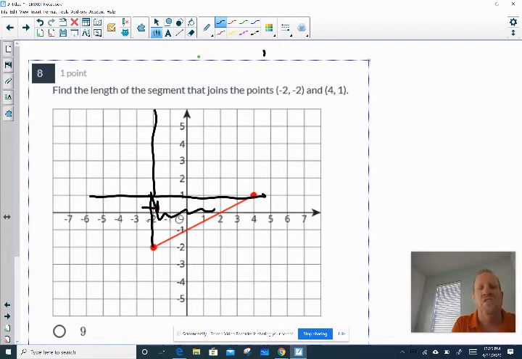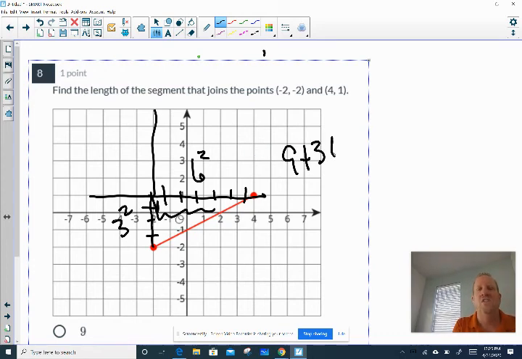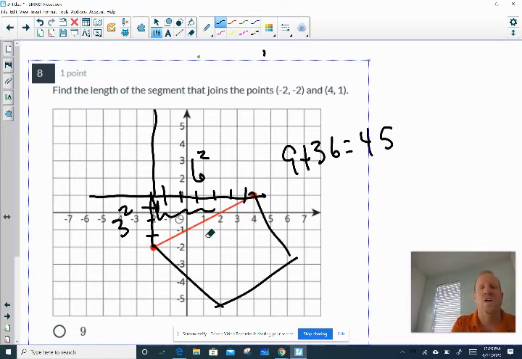So the length of this line is 3. The length of this line is 1, 2, 3, 4, 5, 6. So that would be 6. Now we're going to square them. 3 squared plus 6 squared. That's 9 plus 36, which equals 45. But remember, that's the square. That's not the length. So we're going to take the square root to find the length.